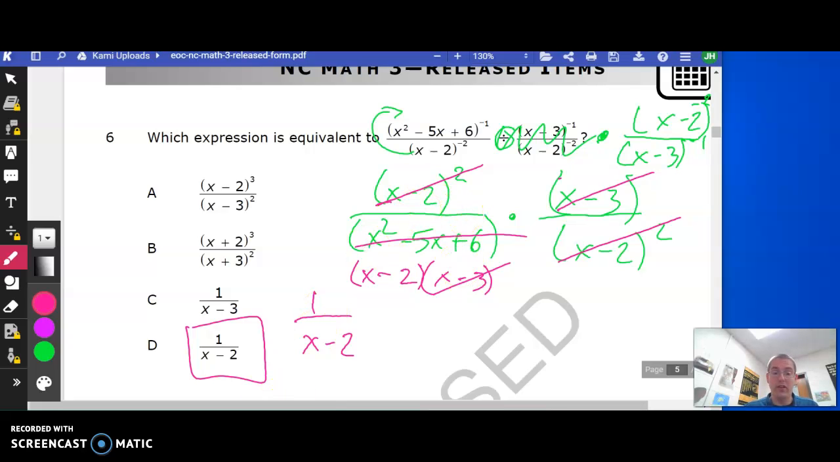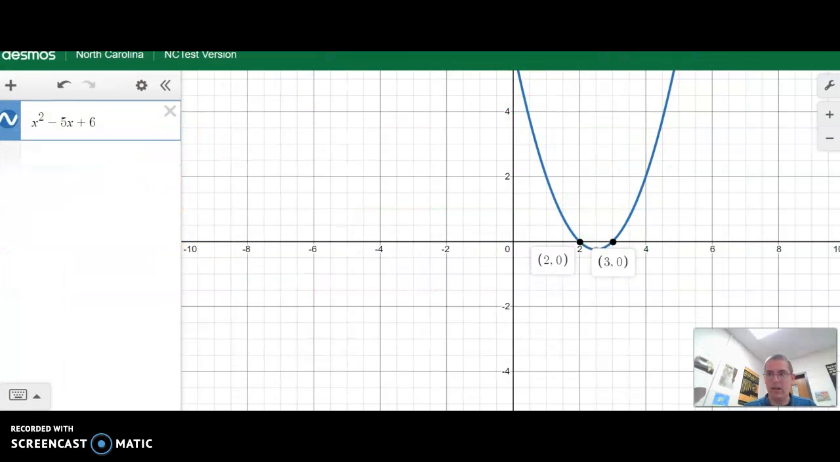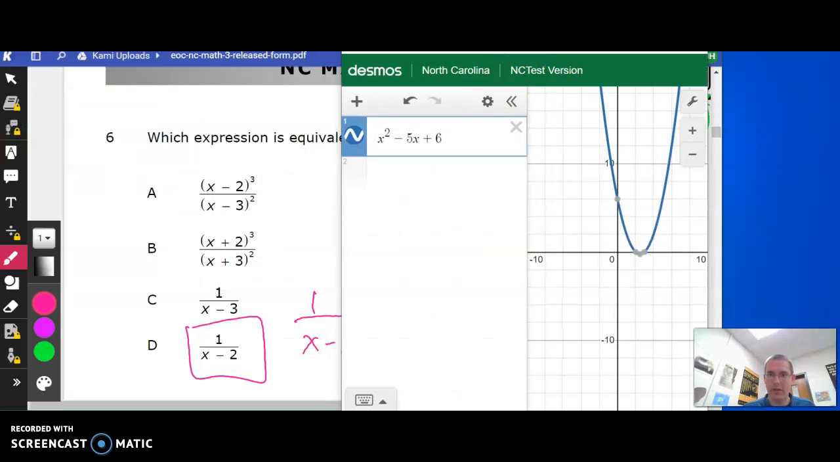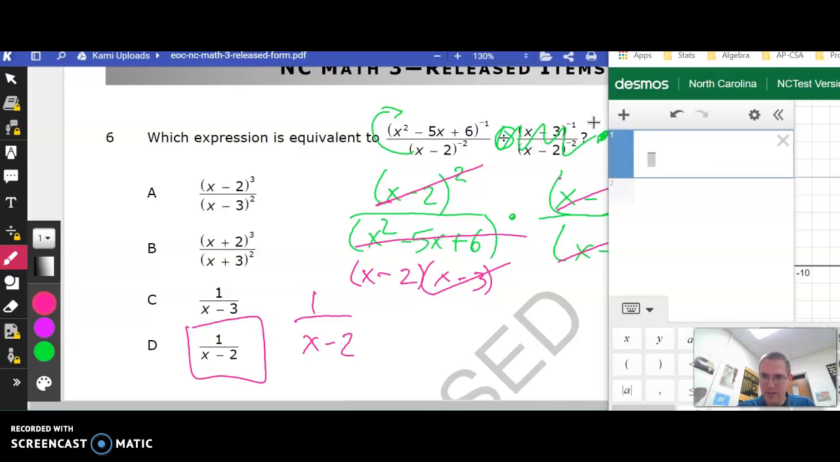Now, quite frankly, you could have done Desmos on this whole thing. You could have played matchy-matchy on the graph. It would take a little bit of patience getting this typed in correctly, so it probably wouldn't be my go-to strategy. But just to show you, you could do it. I could do the first thing. So I could have had x squared minus 5x plus 6 to the negative 1 over x minus 2 to the negative 2.